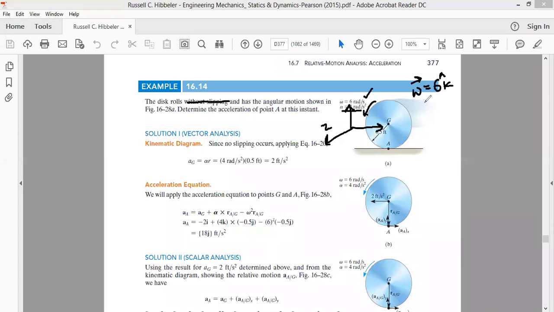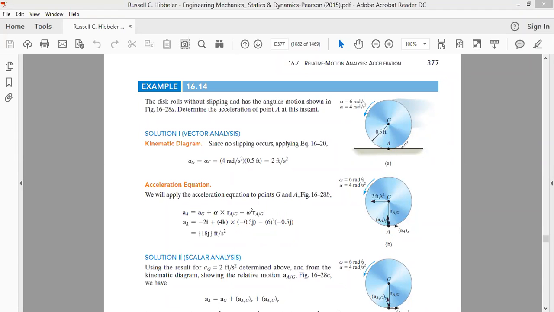Same is the case with angular acceleration. Angular acceleration alpha can be written with its magnitude of 4 radian per second square, and again you curl your fingers in this direction, so it will be 4k cap. What we are given is that the disk's radius is 0.5 feet, and it's rolling in the anti-clockwise sense. We have to find the acceleration of point A at this instant.